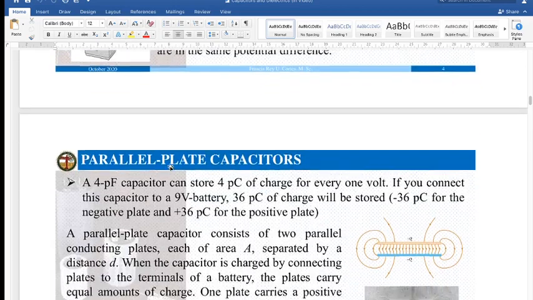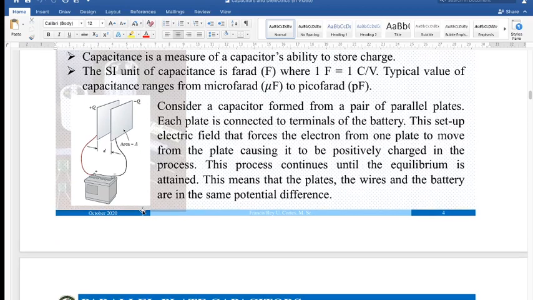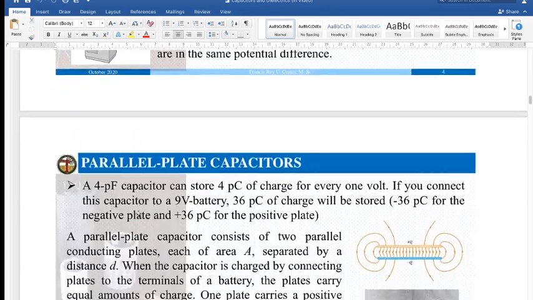Okay, so that's how capacitors work. So this is a very basic form of a capacitor. There are many types of capacitors, but although this one is basic, it is easier to understand and visualize how a capacitor works. Okay, how do capacitors store charges?